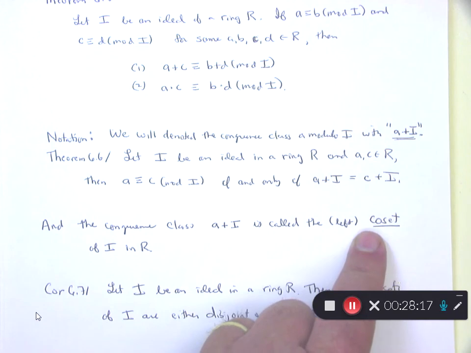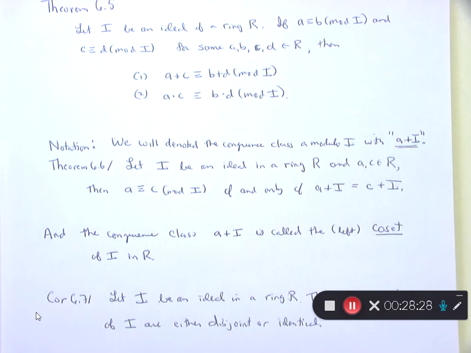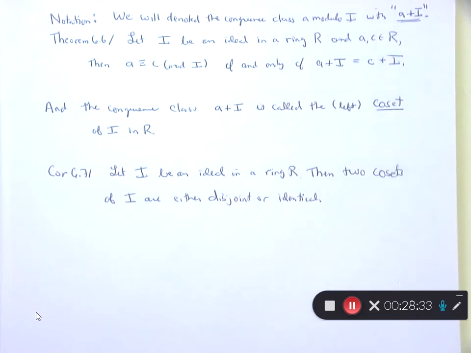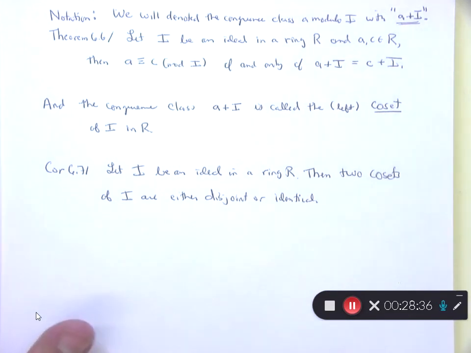Now, in chapter 7, they start talking about group theory. And in group theory, they will distinguish a new concept of a group, but they will go back and look at cosets again and define the left and right, and they will be somewhat different. So corollary 6.7 says this: let I be an ideal in a ring R, then two cosets of I are either disjoint or identical. So these cosets are basically taking the entire ring and putting the elements into categories. That's what these congruence classes do for you.